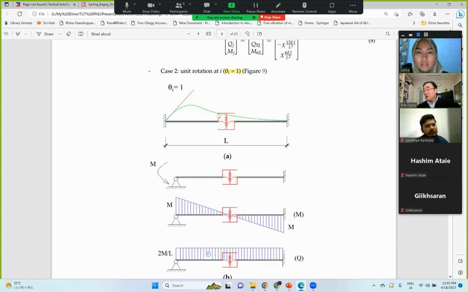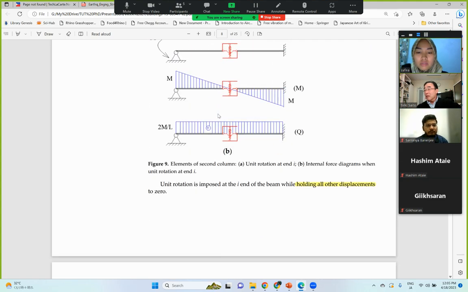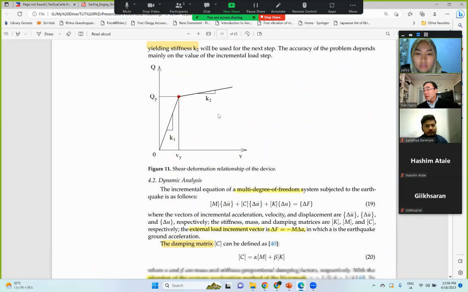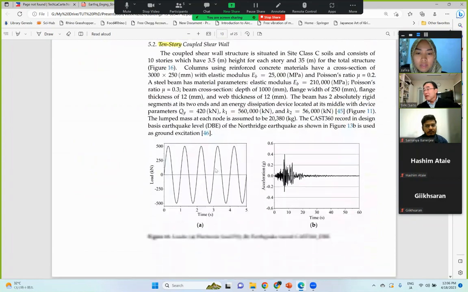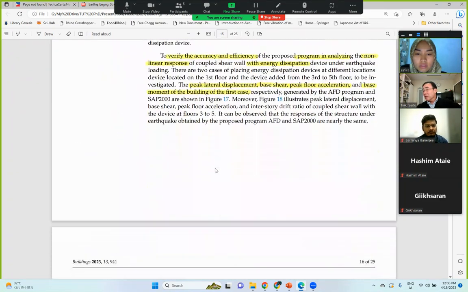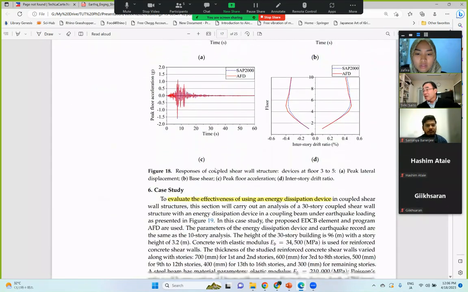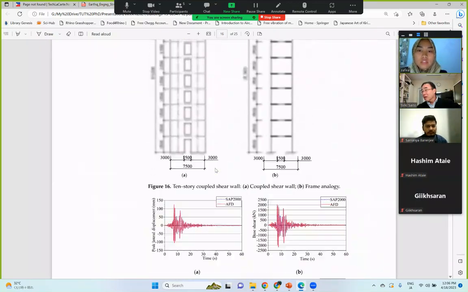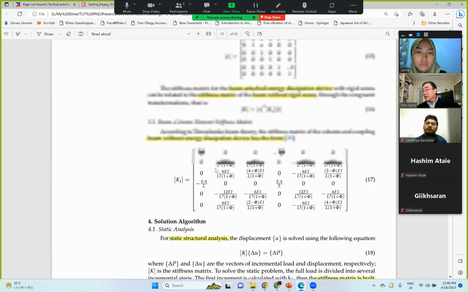Where are the properties of the damper? Why is the damper formula here? Could you go down and tell me? It looks like bilinear hysteresis. Is it a viscoelastic damper? This is viscoelastic. Let me show you.